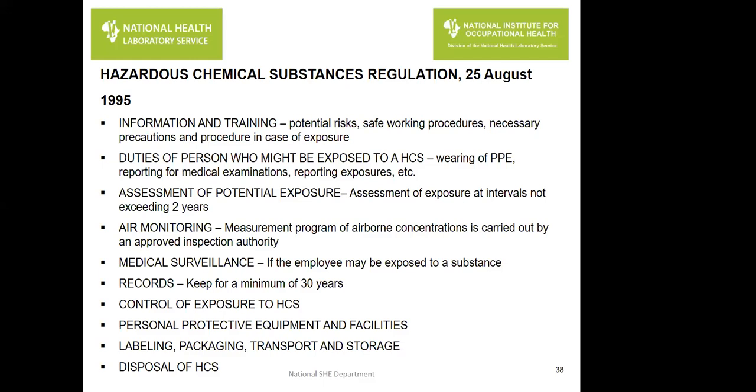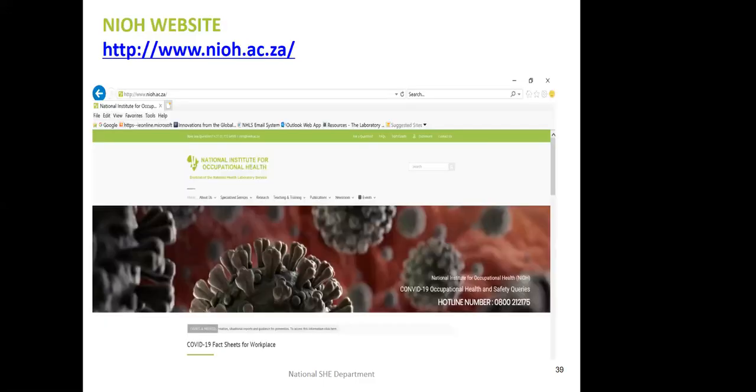Moving on to labeling, packaging, transport, and storage. The employer, the organization needs to comply with the country's regulations with regards to transporting and storing chemicals. And lastly, again, the disposal of hazardous chemical substances cannot be thrown with the general waste. It needs to be specifically removed and safely disposed of by a service provider that complies with the waste management regulations of the country.